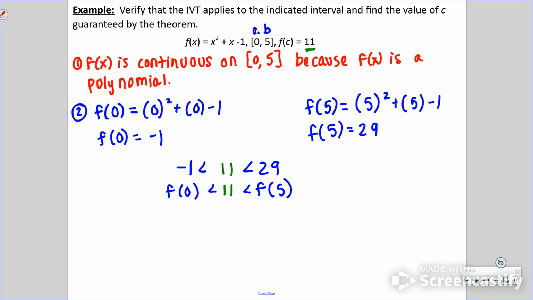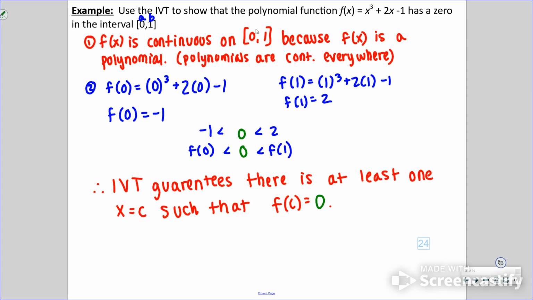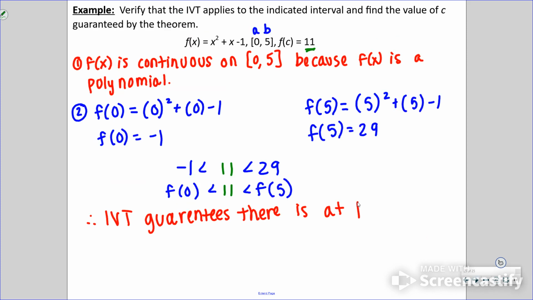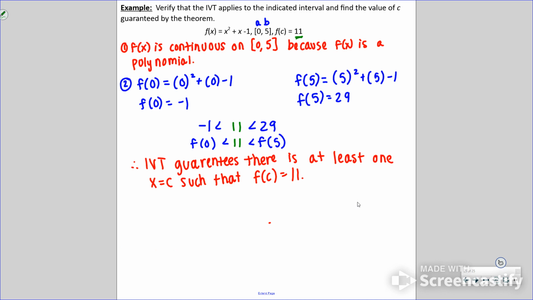So again, I'm going to kind of use my cookie cutter response here. Therefore, the intermediate value theorem guarantees there is... yeah, you do have to do that. I'm gonna just memorize that first part. Such that f of c equals 11. Okay, we're not done with the problem though.